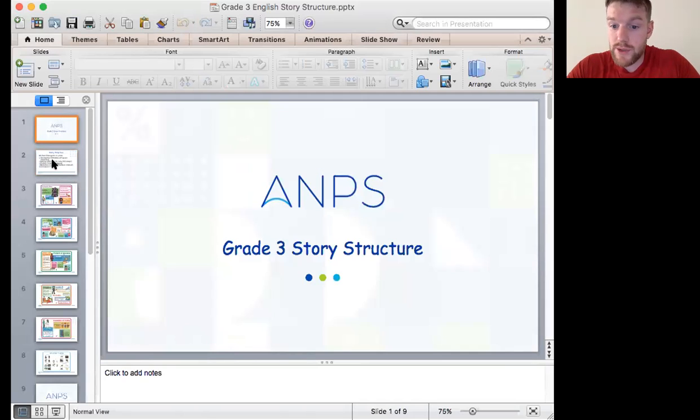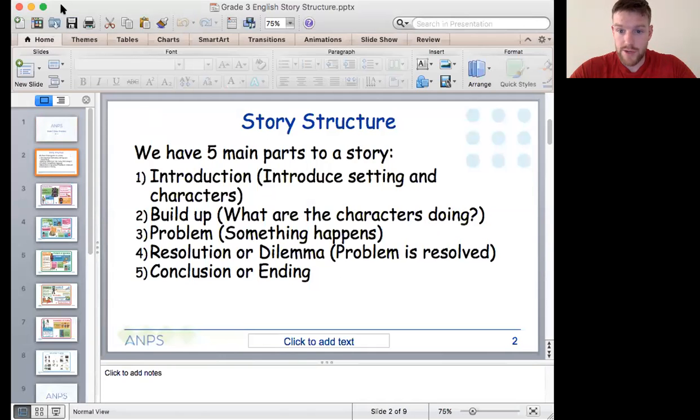So our grade 3 story structure, which we're going to be using for all of our narrative stories this year. Just to recap, we have 5 main parts to the story. We have the introduction, the build-up, the problem, the resolution or dilemma, and the conclusion or the ending. In the introduction, we introduce the setting and the characters. So the setting is where and when does the story happen, and the characters are the main people in our story.